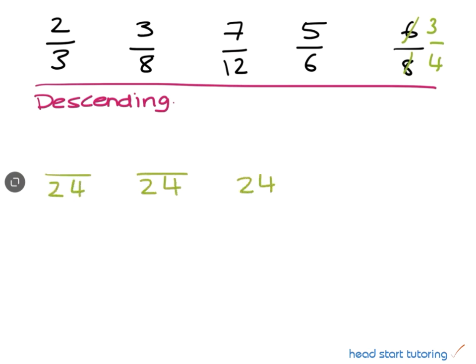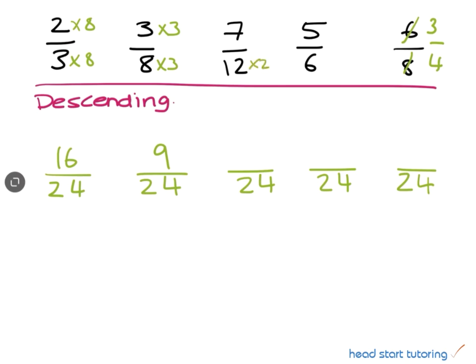So for each of our fractions, we need to create an equivalent fraction out of 24. So I multiplied my 3 by 8 to get 24, so you do exactly the same to your numerator. So 2 by 8 is 16. 8 by 3 gave me 24, so 3 by 3 is 9. 12 by 2 gave me 24, so 7 by 2 gives me 14. And then I times my 6 by 4, so I times my 5 by 4. I times my 4 by 6 and my 3 by 6 to get 18 over 24.